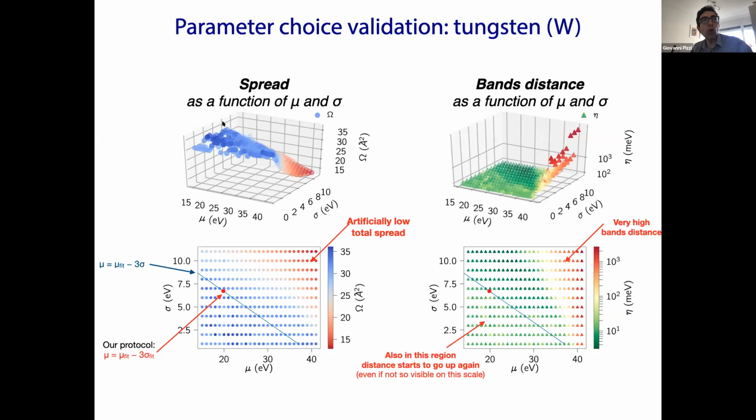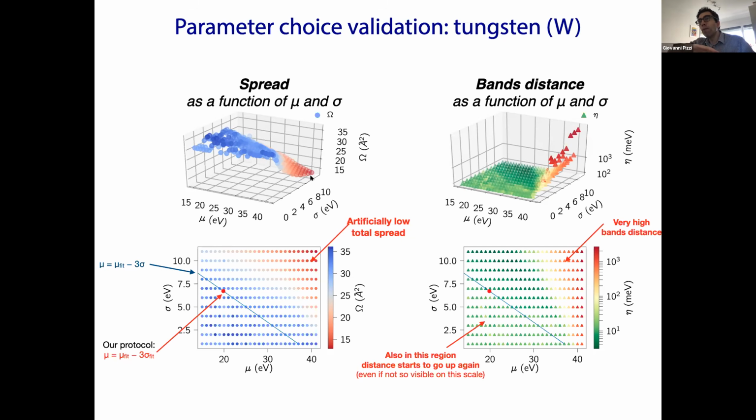And these two plots show both the spread and the bounce distance. You want to have low bounce distance. The bounce distance, which I introduced in the next slide, is how different the DFT bands are from the Wannier90 bands. So you want something which is green, which is low. This looks fine. And for the spread, you want something which is small, but not too small.